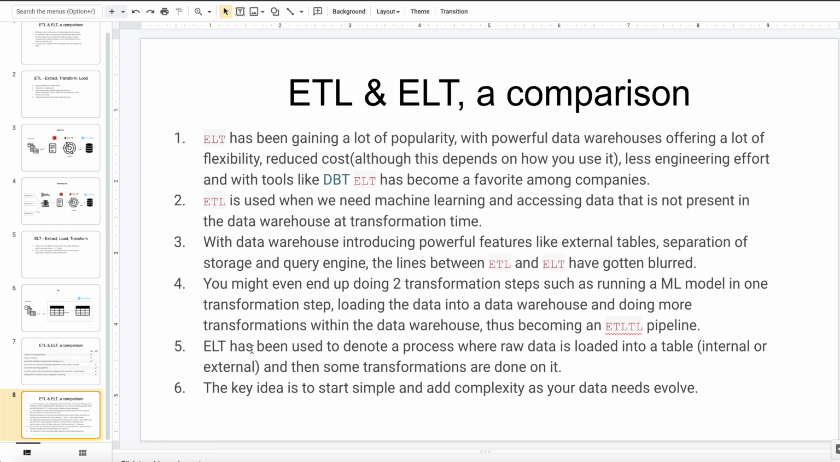I hope this video has been helpful in understanding what ETL is, what ELT is, and what their differences are, and how you can use those concepts to build scalable and efficient data pipelines.